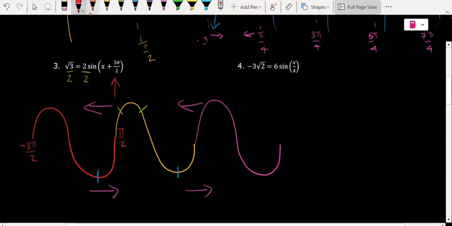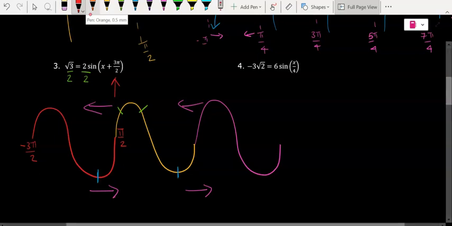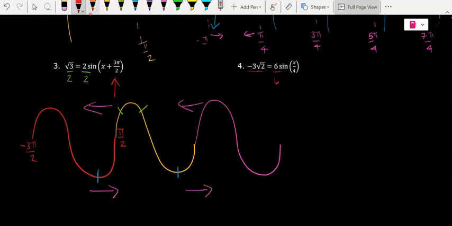All right, so now what I've got for this one is I'm going to go ahead and just divide both sides by 6. And if I do that, I'm going to end up with this left side simplifying down to negative square root 2 over 2. And that's going to get me my sine that is equal to, our sine times x over 4.